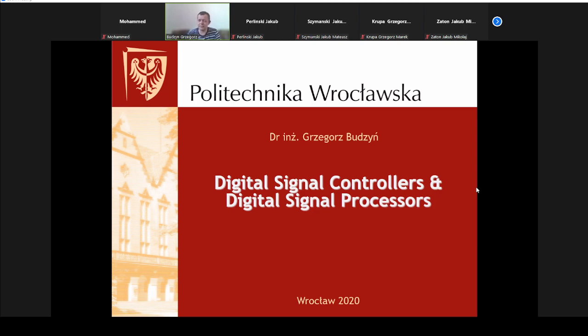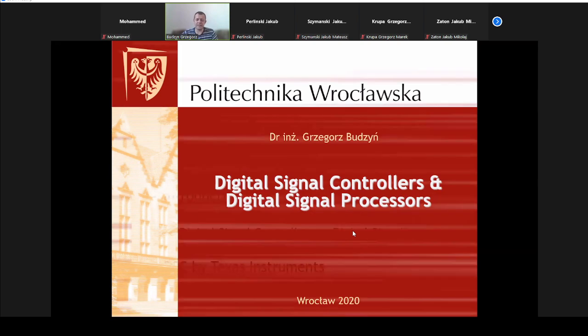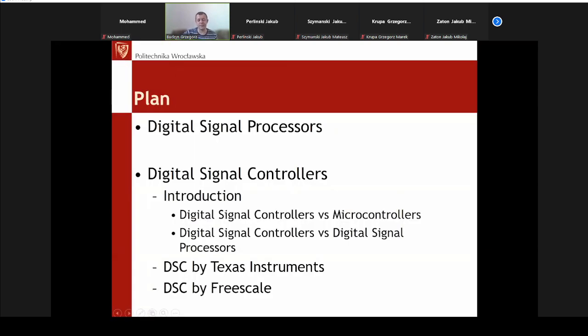So something that is straddling between the MCU and DSP world. We have really nice options here today, and it's not only about Cortex-M7, although Cortex-M7 is a very good example of a DSC. So today, DSPs and DSCs. We start with DSPs, so the basic features, and then digital signal controllers.